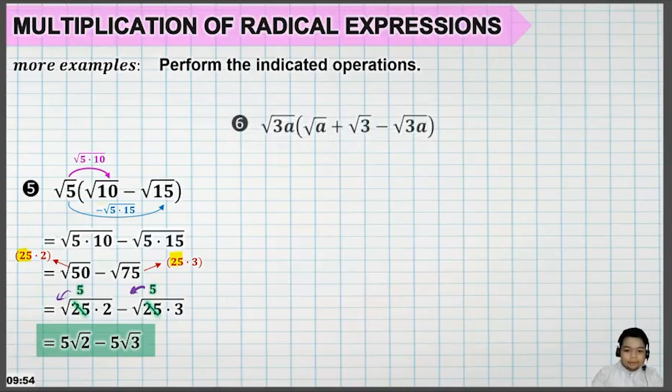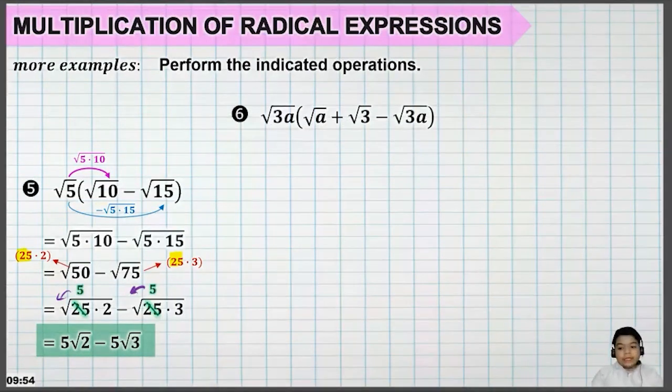Okay, next. Ito, parang number 5 lang ito, si number 6. The only difference is instead of distributing this square root of 3a to a binomial, ito, trinomial na sila. Tatlong terms, 1, 2, 3. Same process pa rin naman, distribute natin si square root of 3a for the three of them. So, sundan natin yung arrow. Yan, square root of 3a times square root of a will be square root of 3a times a. Sulat natin. Yan. Sundan nyo lang yung kulay. Ganun din naman yung magiging process niya.